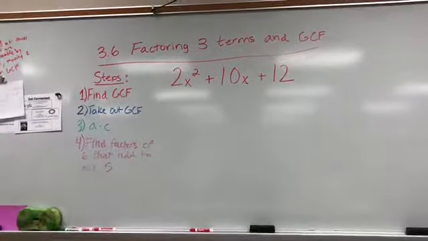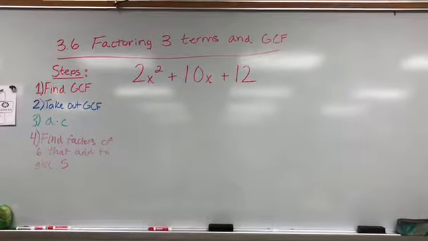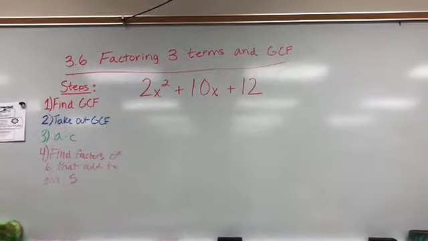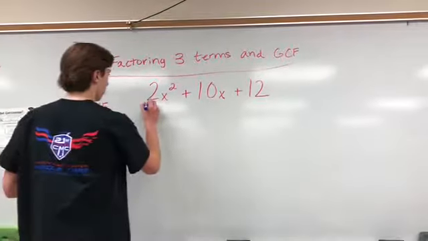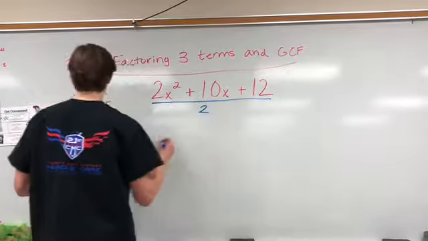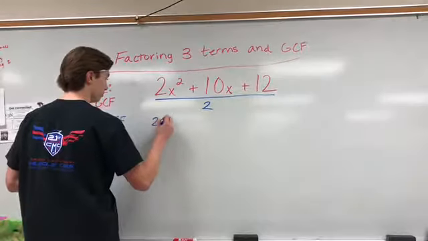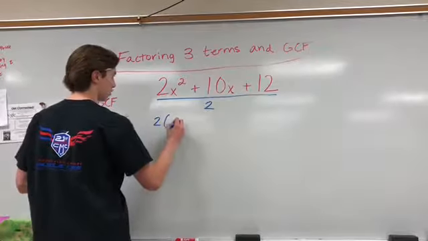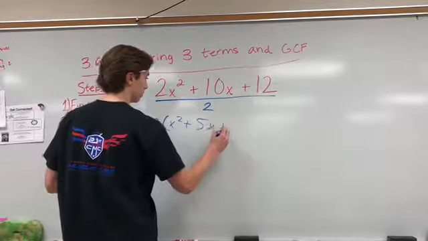Alright, so this is our second problem. Our first step is to find the GCF. And by looking at it, these three terms are all factorable by 2. So, to get our new equation, we want to take out the GCF, making it 2, x squared plus 5x plus 6.